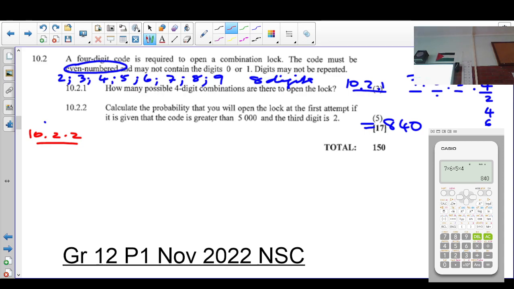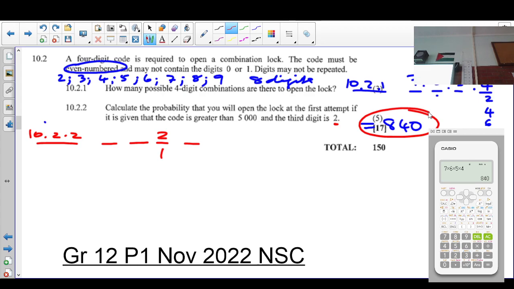So let's go. The number of possible outcomes, of course, is 840. That's the number of possible outcomes. Now, if we're looking at this 4-digit code, firstly, the third one has to be a 2. So I'm omitting the 2 now. How many options do I have for this bit? I only have one option for that.